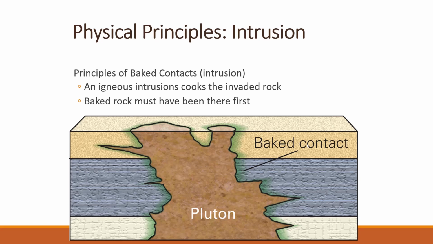Another physical principle is intrusion, also called baked contacts. So igneous intrusions are younger than the rocks they intrude into through cross-cutting. But then they also will cook the invaded rock. So basically this igneous intrusion is hot, so the hot material will deform the material it comes in contact with. So we call this a baked contact. So this kind of green haze is metamorphosed, deformed material that has been altered by the hot rock that intruded into it. So that rock had to be there first because it had to be there in order to be baked.